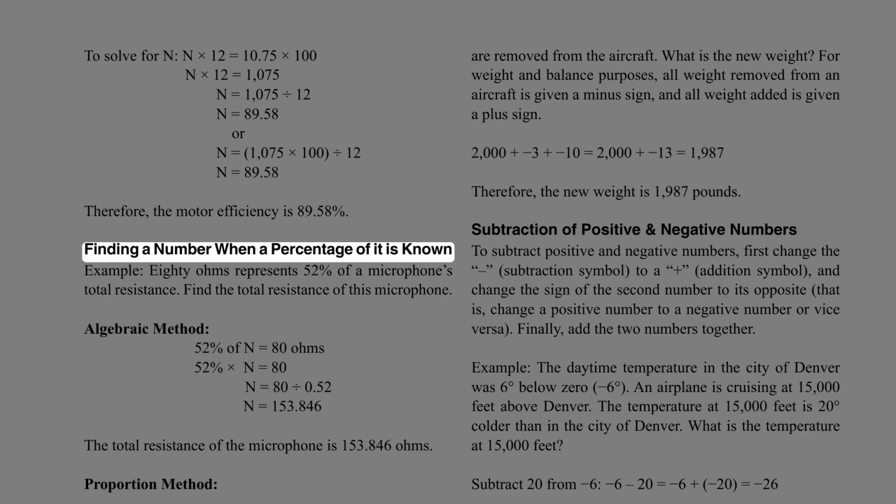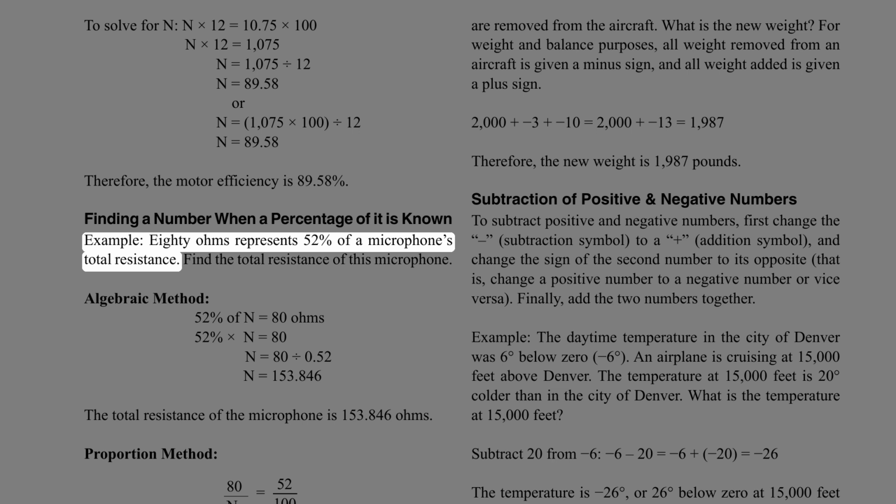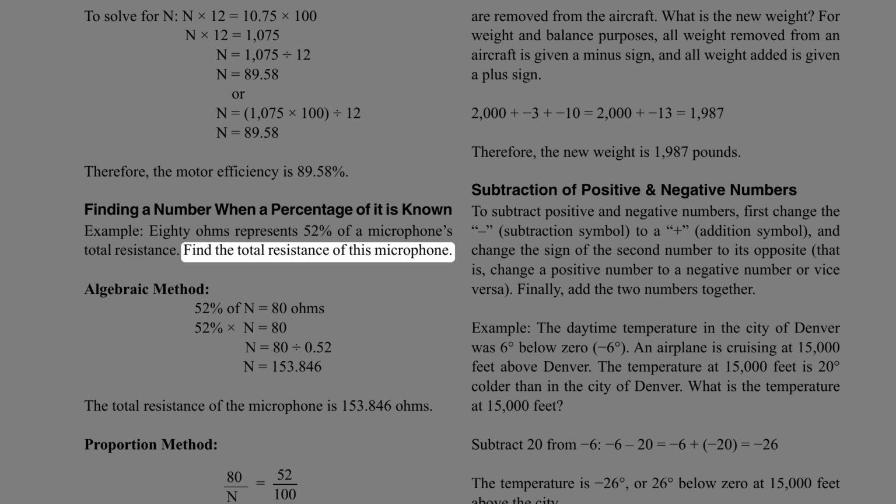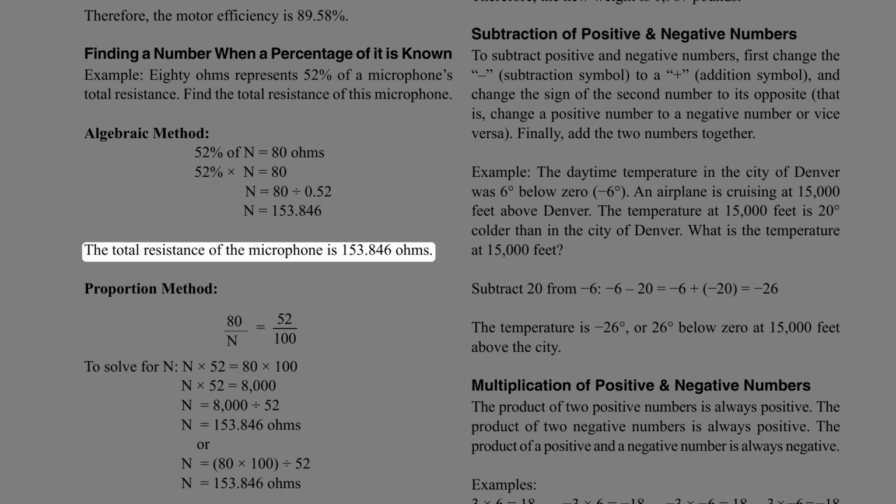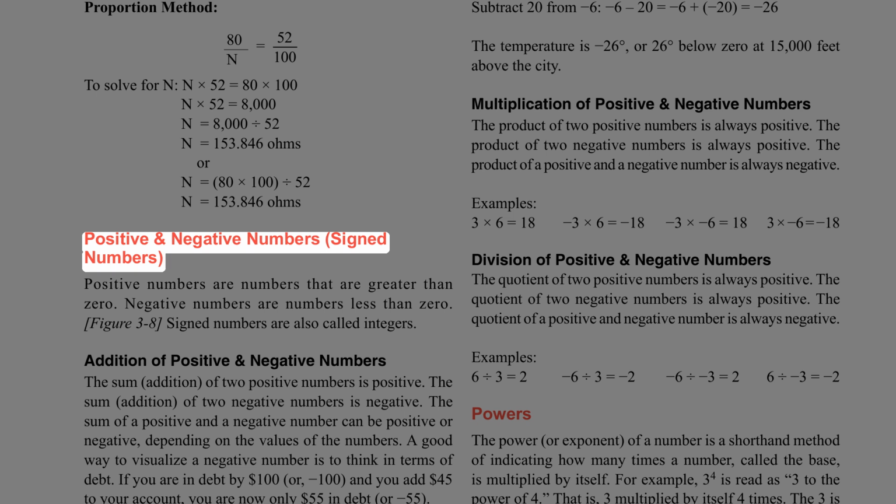Finding a number when a percentage of it is known. Example: 80 ohms represents 52% of a microphone's total resistance. Find the total resistance of this microphone. The total resistance of the microphone is 153.846 ohms.